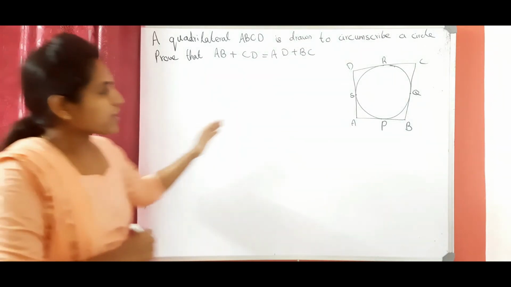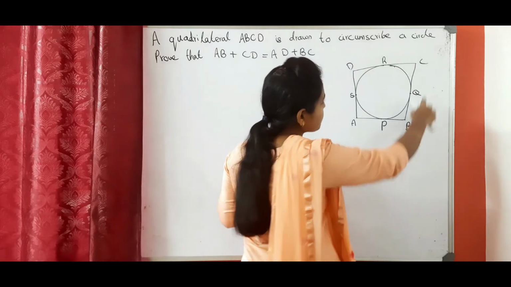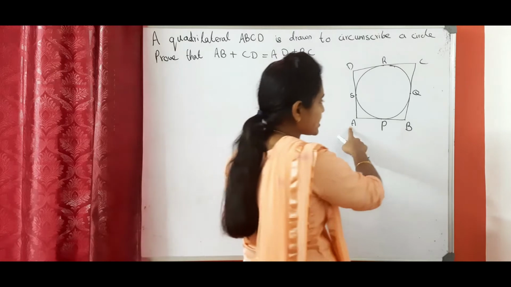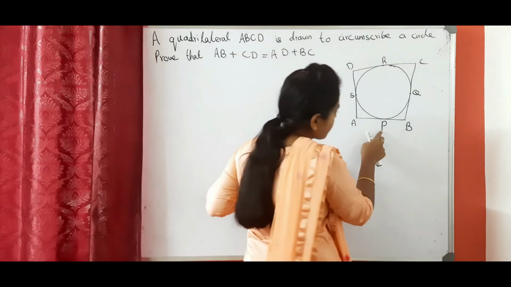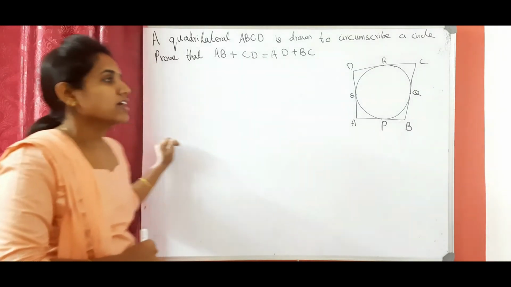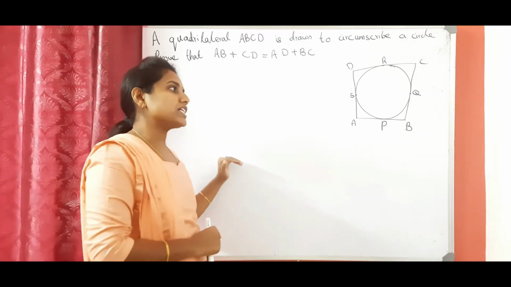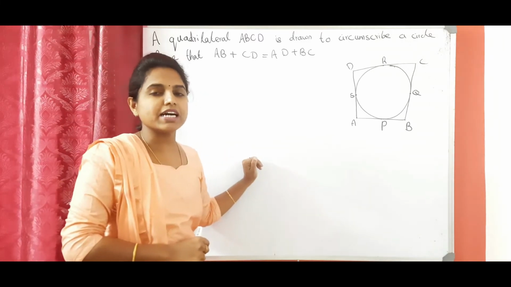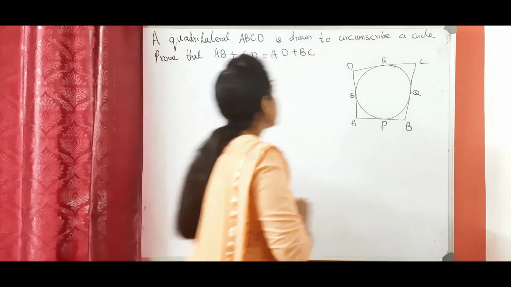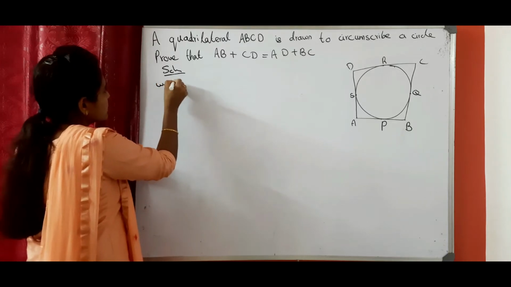So from the figure we know that, see here B is an external point, C is an external point, D is an external point, and A is also an external point, right? And P, Q, R, S are the points of contact of the tangents. So from theorem 2, we know that the length of the tangents from an external point are equal.